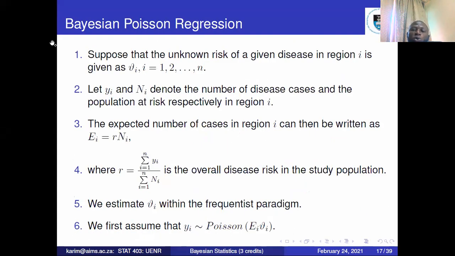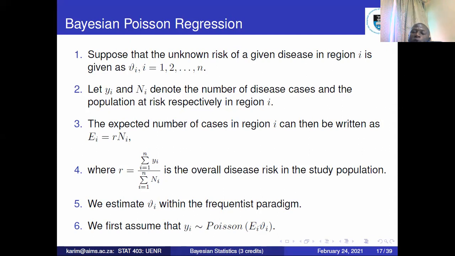Now we are going to look at a situation where we have data as counts. We are counting the number of newborn babies, the number of diseases, the number of COVID-19 cases per day or every month. We are counting numbers. And when data are counts, then we can assume that they have the Poisson distribution.